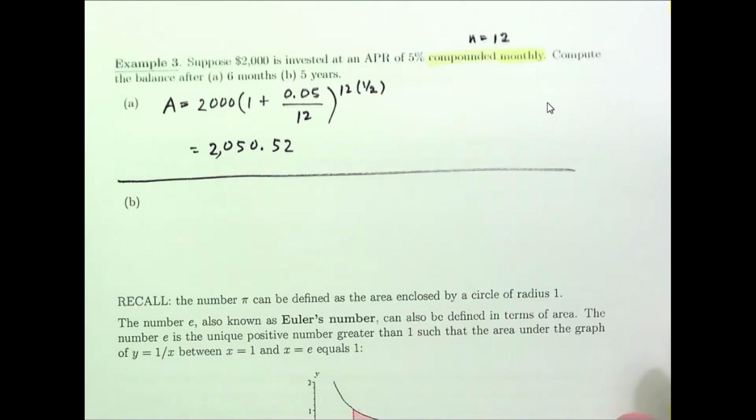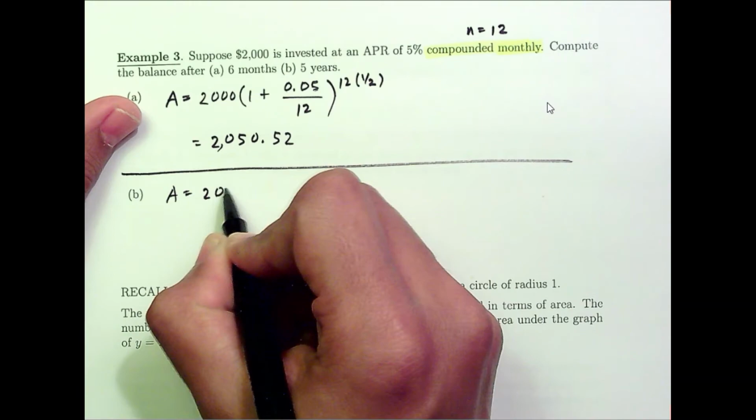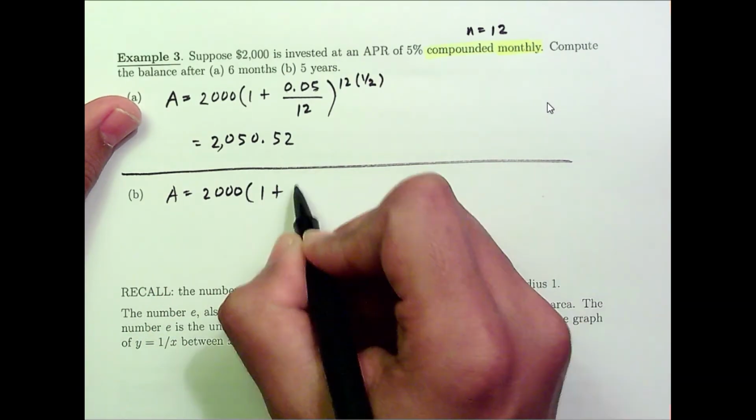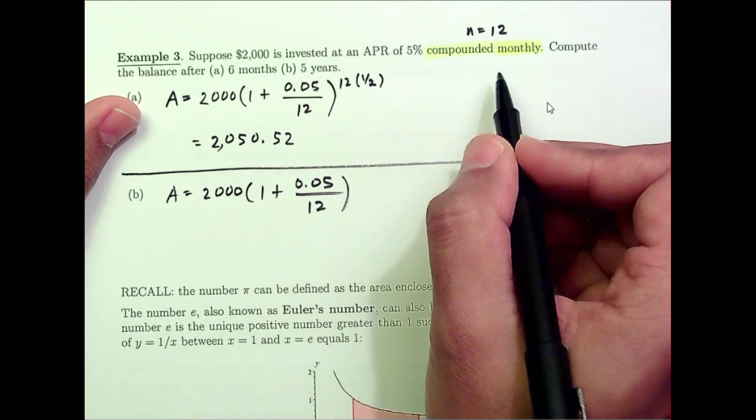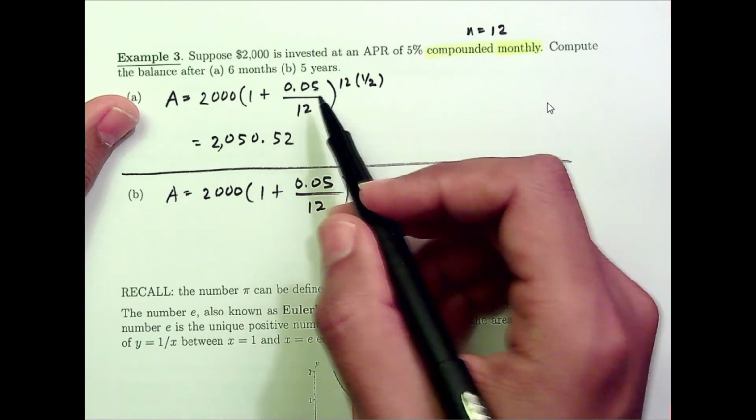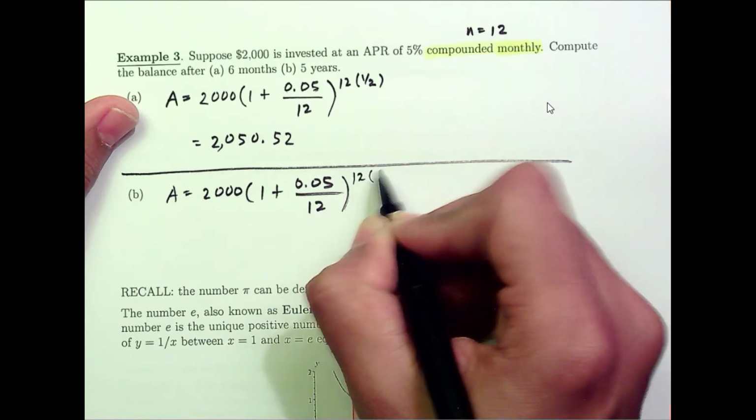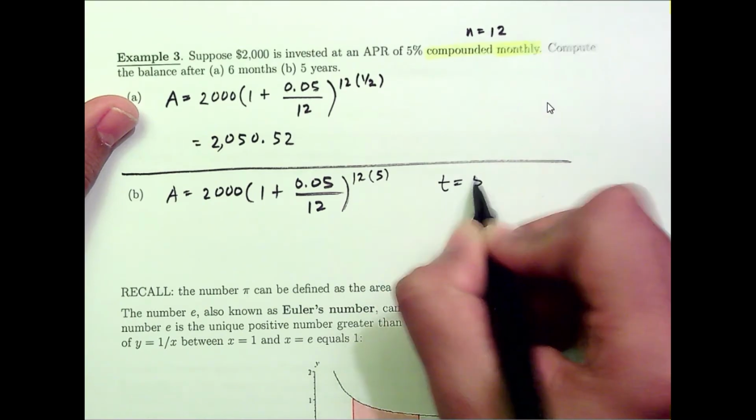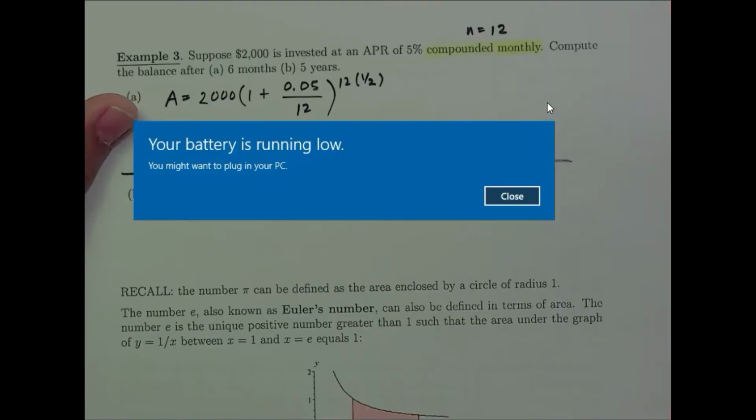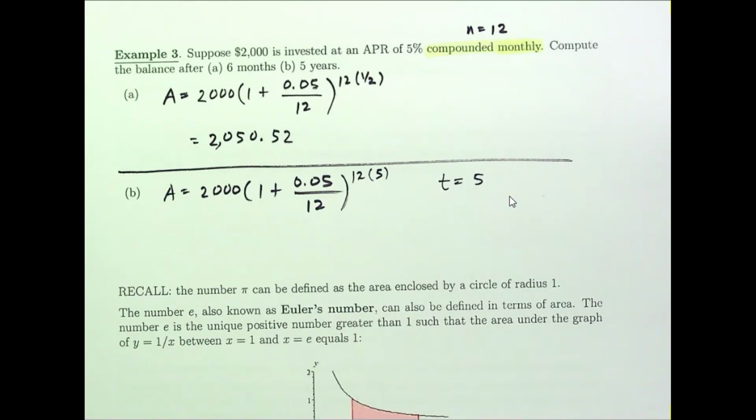Alright, and now let's do it for 5 years. This is going to be P, which is 2000, 1 plus the r, which is still 0.05, over n, which is still 12, and it's monthly. The only thing that is changing here is the t, the length of time. So this is 12 times 5 years. So t equals 5. t equals 5 years, the length of time the money is invested.